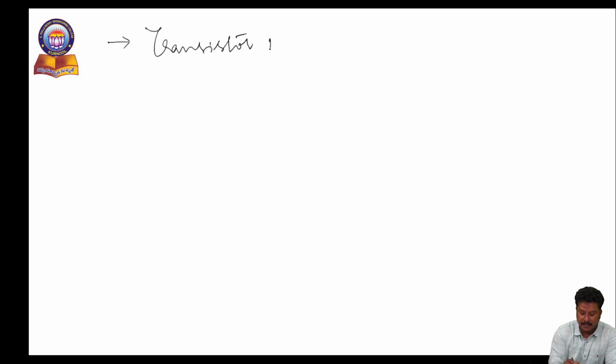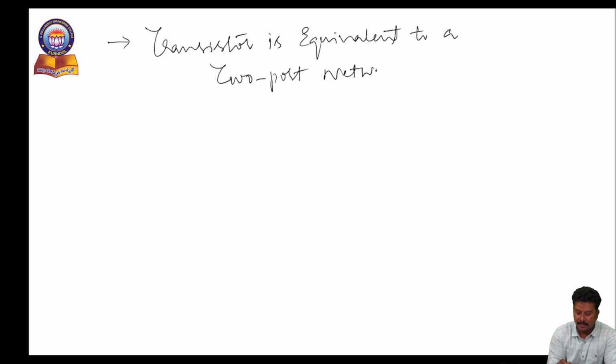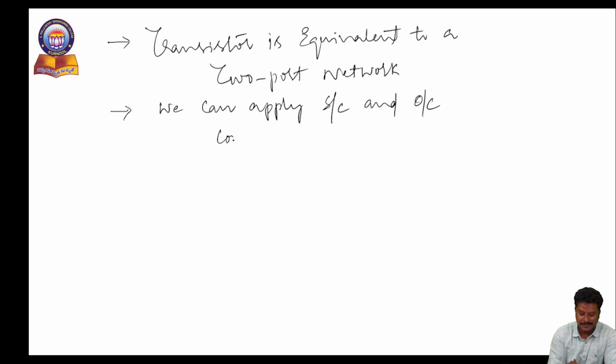Transistor is equivalent to a two-port network. If you are not considering the transistor as equivalent to a two-port network, it's very difficult for us to find the internal behavior of a transistor. What is the major advantage if you consider the two-port network? We can apply short-circuited and open-circuited conditions easily.